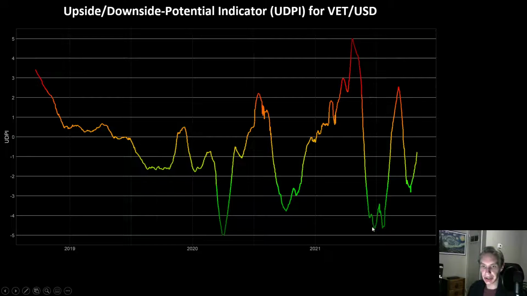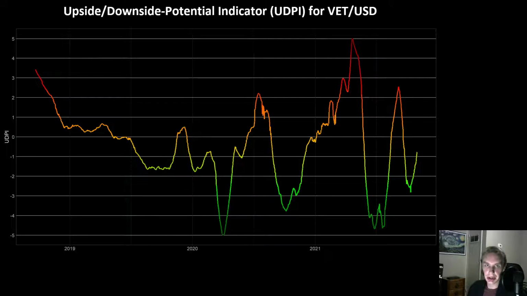Then it really crashes down into the summer, where again we had that nice bounce, around a 2.5x move, coming into September. And then we had that correction in September, and now prices are starting to rise back up again.